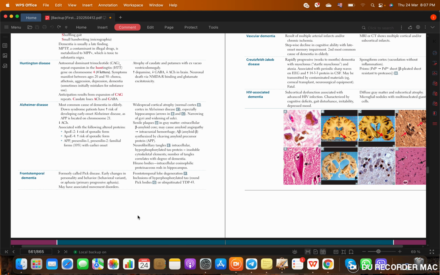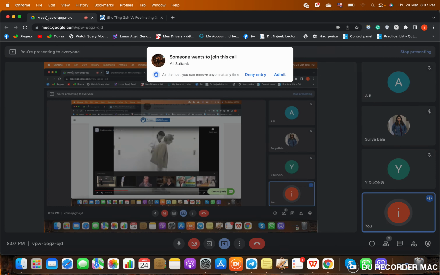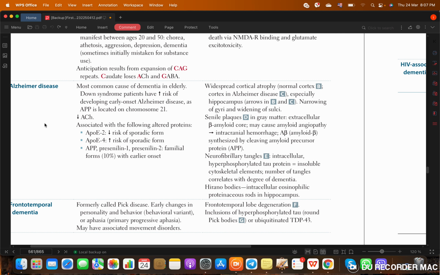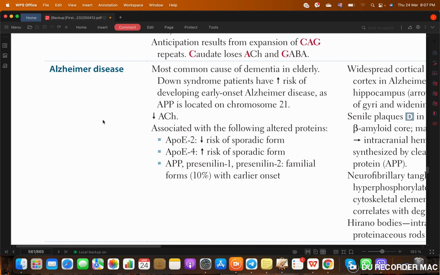The next cause of dementia is Alzheimer's disease. Alzheimer's disease is the most common cause of dementia in the elderly population. It's a progressive type of dementia. Remember, when we speak about cognition, if the cognition was here and it suddenly fell down, we call that delirium. But if the cognition was here and slowly it fell down, we call that dementia.